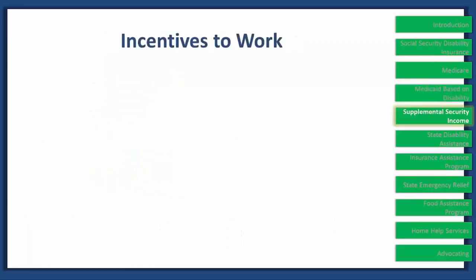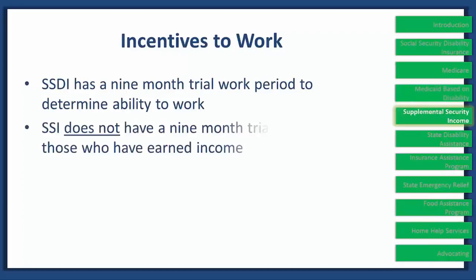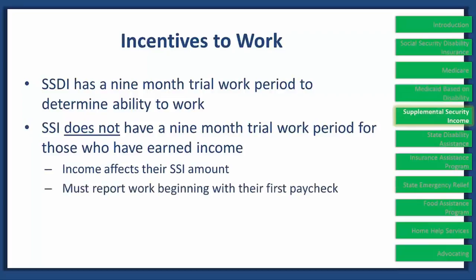The 4 programs we just covered are based on a person's inability to work. However, the Social Security Administration wants people to return to work and has incentives in place to encourage this. SSDI has a 9-month trial work period to determine whether the individual is able to return to work. SSI recipients who have earned income do not go through a 9-month trial work period, but their income affects their SSI amount. If someone returns to work, they need to begin reporting to the Social Security Administration beginning with their first paycheck.